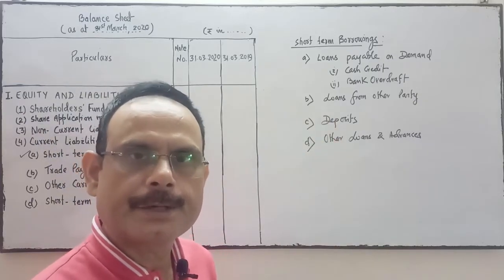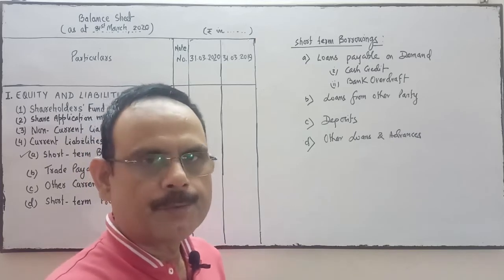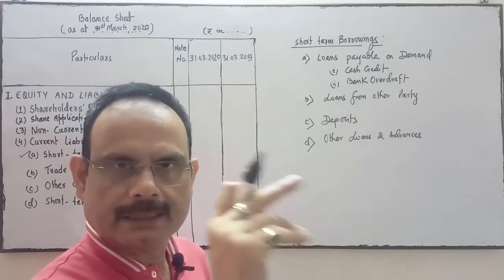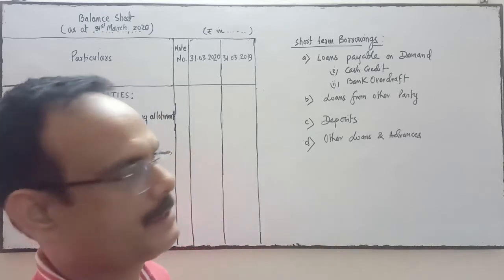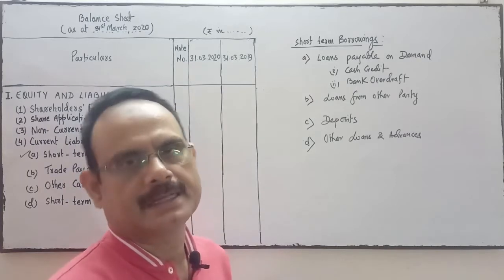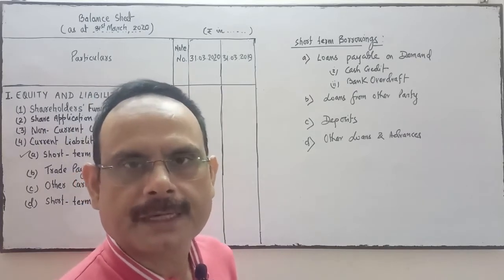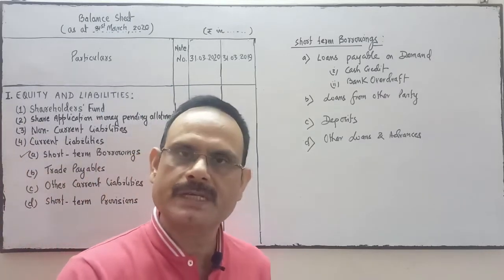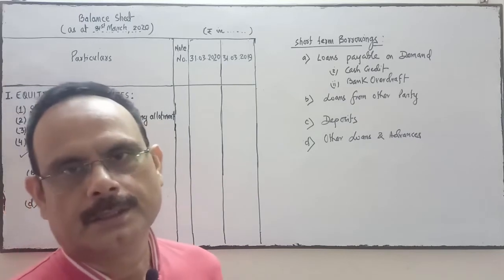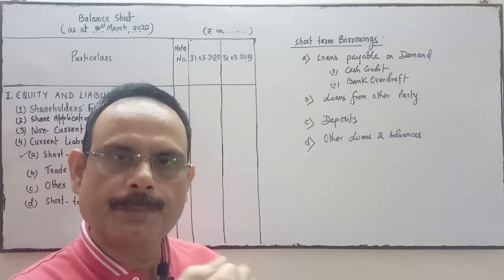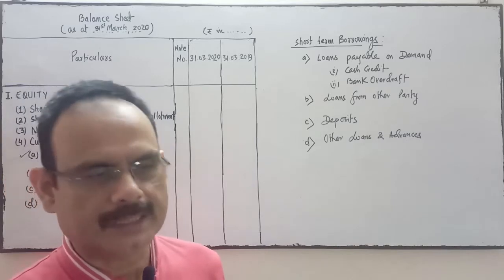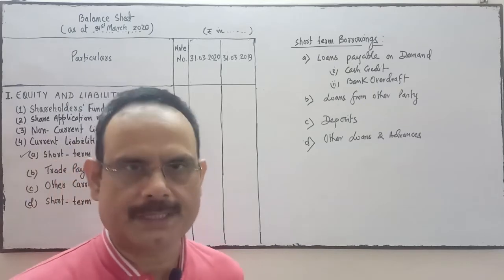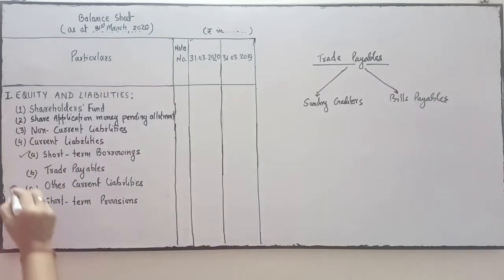Similarly, if the company accepted deposits whose payment will be done by the company within 12 months of the reported balance sheet date, then that comes under the short-term borrowings. Similarly, other loans and advances, we have to specify the nature. If the company has taken any other loans and advances from the public, and that amount has to be repaid within 12 months from the date of the balance sheet, then this comes under the short-term borrowings.